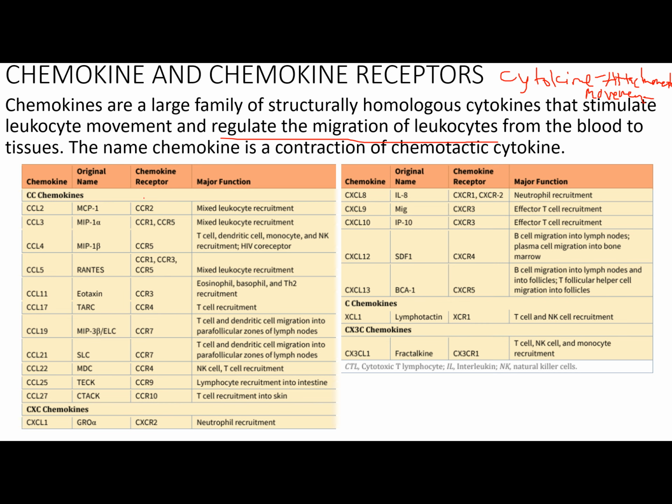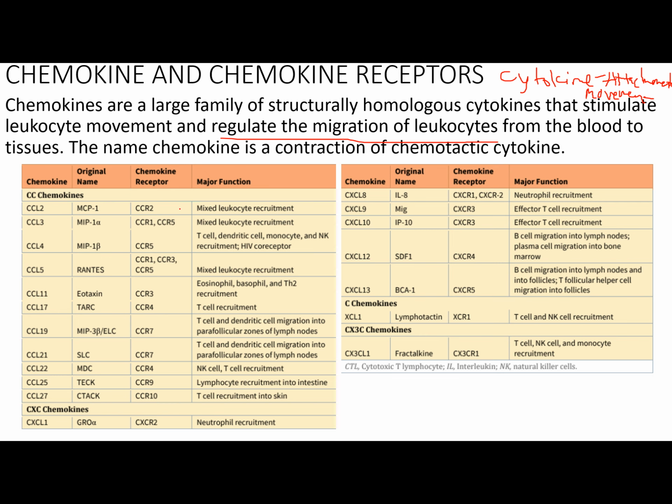Then we have yung CXCL12. Original name niya is SDF1. Chemokine receptor is CXCR4. Major function is for B cell migration into lymph node, plasma cell migration into the bone marrow. Then we have yung CXCL13. Ang original name niya is BCA-1. Chemokine receptor niya is CXCR5. Ang function niya class is for B cell migration into lymph node and into follicles. It's also responsible class for T follicular helper cell migration into the follicles.